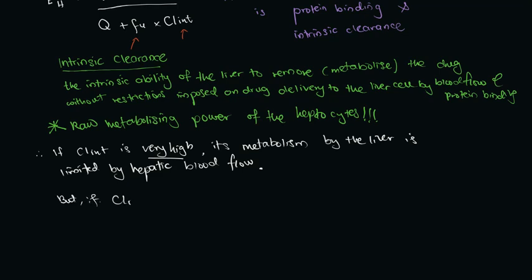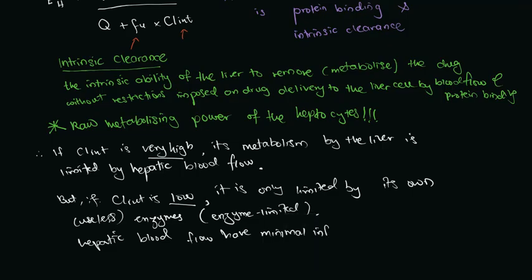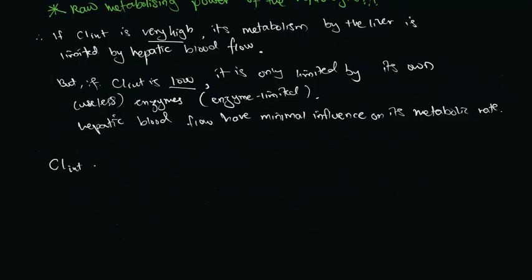But in another scenario, if the intrinsic clearance of a drug is low, it is only limited by its own, i.e., useless enzymes, hence it is enzyme limited. So whatever hepatic blood flow that is provided won't make any difference because the enzyme itself to begin with is already, like I say, useless.